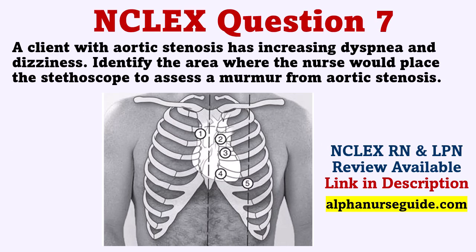A client with aortic stenosis has increasing dyspnea and dizziness. Identify the area where the nurse would place the stethoscope to assess a murmur from aortic stenosis. Choose option 1, 2, 3, 4, or 5 from the picture.